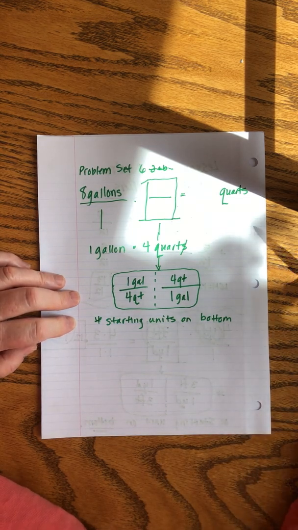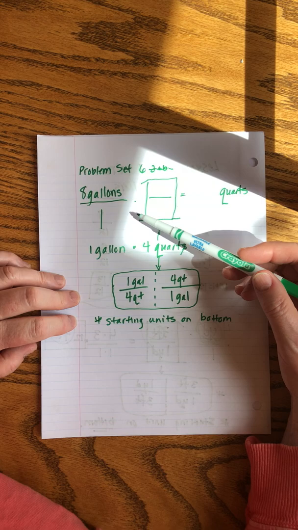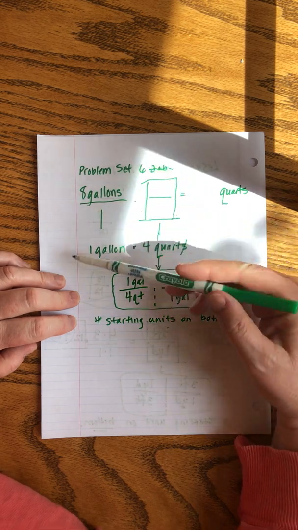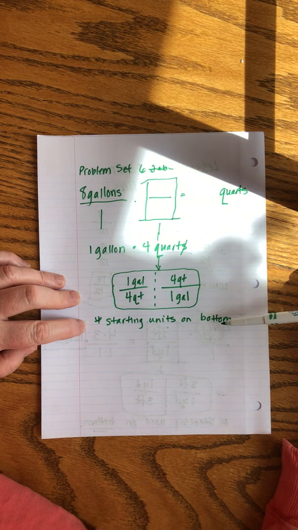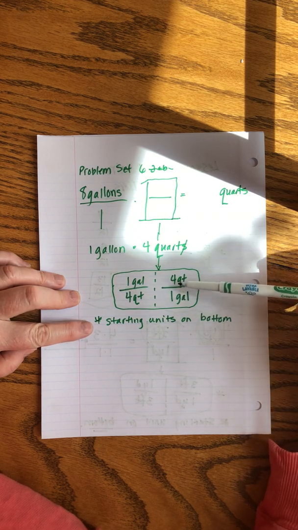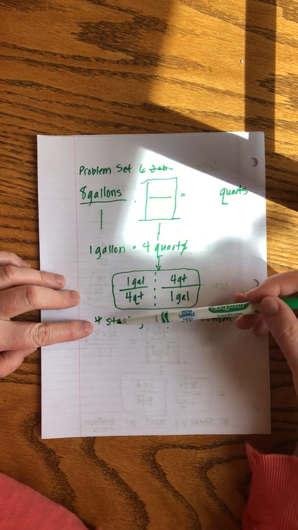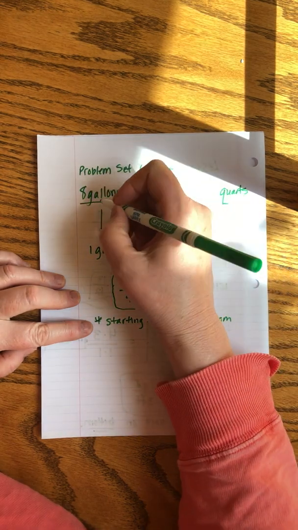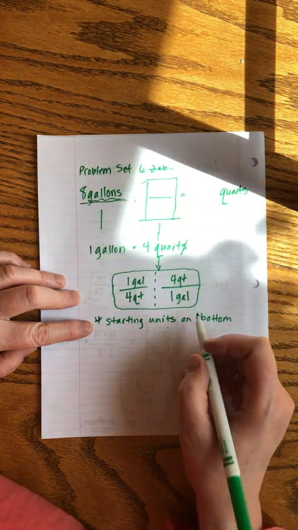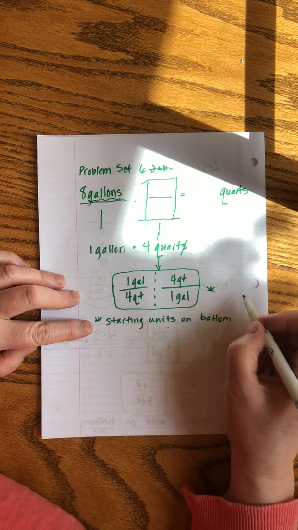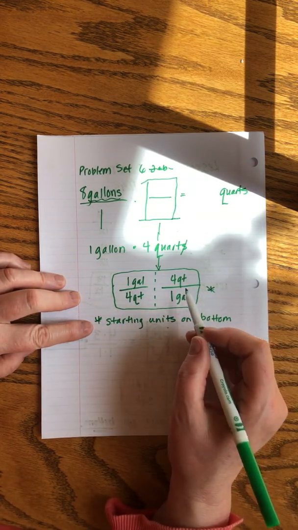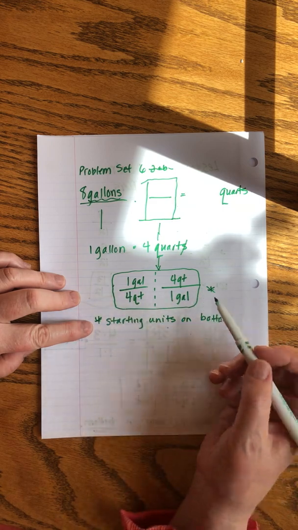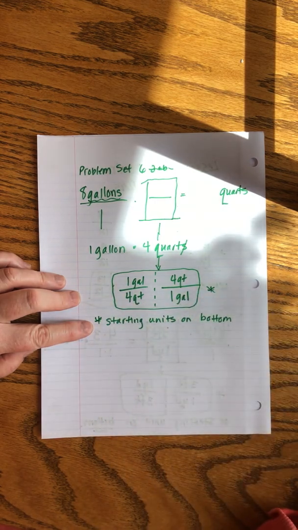So we want to choose. Okay, so now I'm assuming that you're working with me. You've got your pencil and you're ready to fill in with me. We want to choose the version of this that has the starting units on the bottom. Our starting units are gallons. Gallons are over here. Okay? It doesn't matter which order you write these in. It doesn't matter which one's first or which one's the bottom. As long as you get both versions, that's all you need.